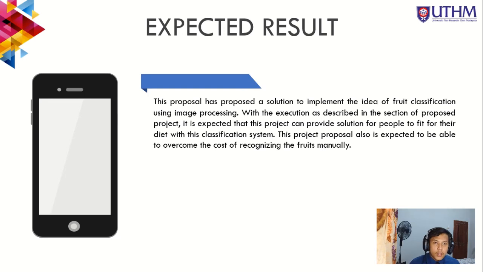Next is the expected result. This proposal has proposed a solution to implement the idea of fruit classification using image processing with the execution as described in the section on the proposed project. It is expected that this project can provide a solution for people to fit their diet with this classification system. This project proposal is also expected to be able to overcome the cost of recognizing the fruit manually.